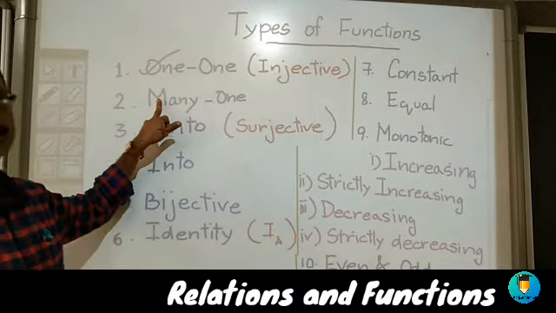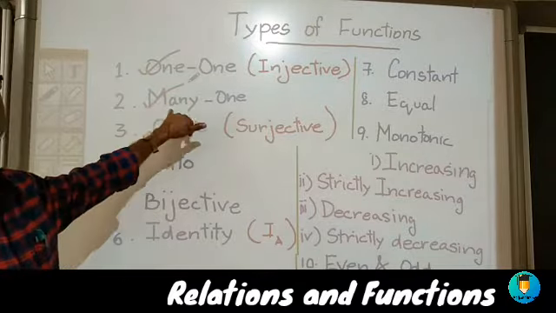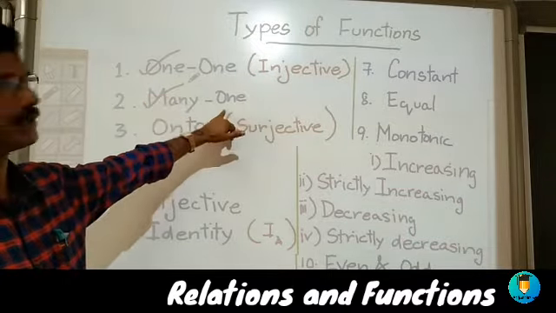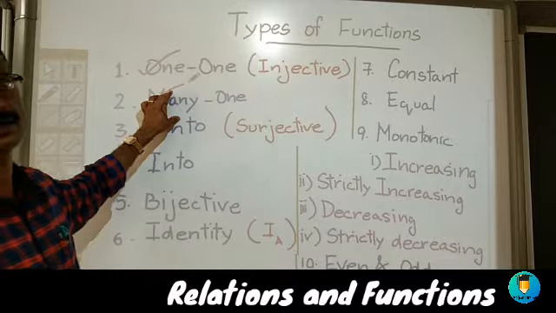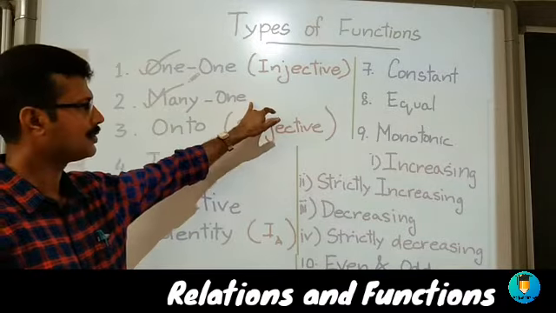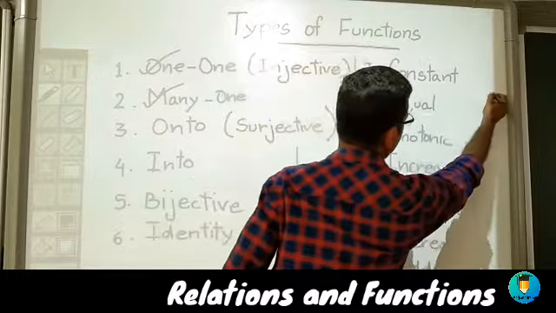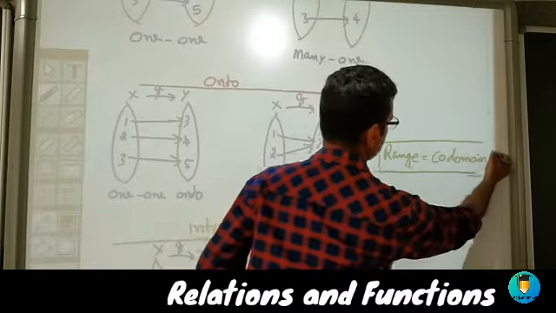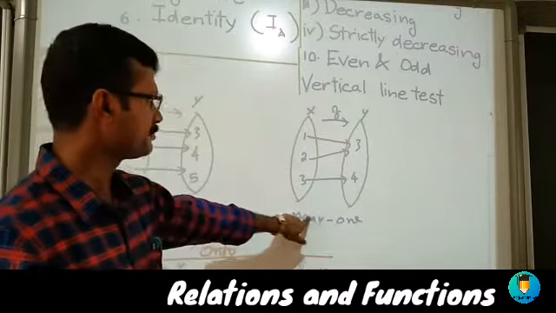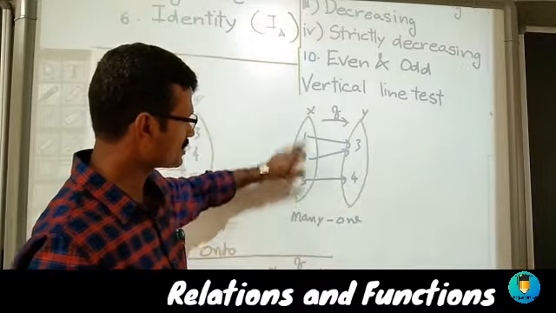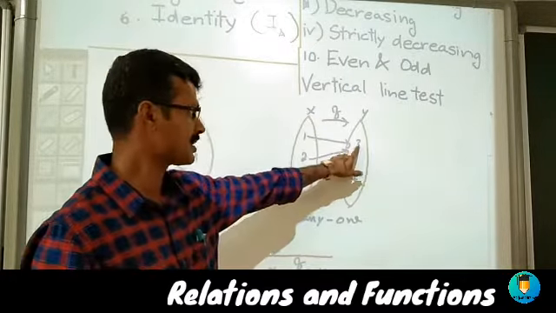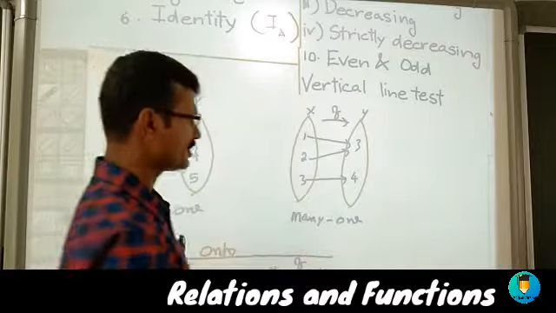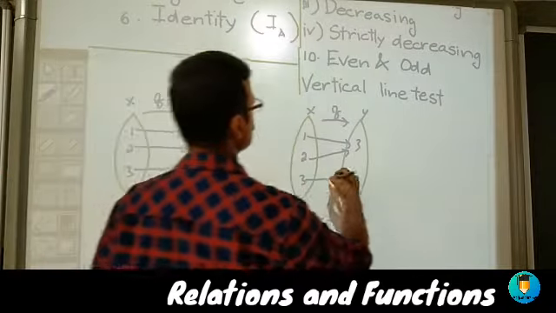Now the second one is the many-one function. What is a many-one function? Here also, a function f from x to y is said to be many-one if many elements of x are connected with one element of y. The arrow diagram we can explain like this. See here, this is a many-one function. Many elements of x, see 1 and 2, have the same image, therefore it is a many-one function. So this is number 2, the many-one function. This is one-one and this is many-one.